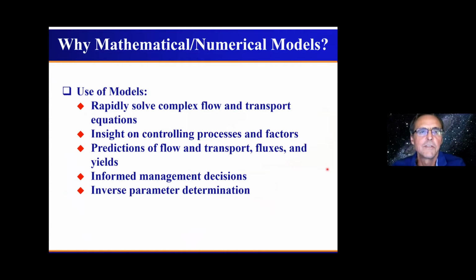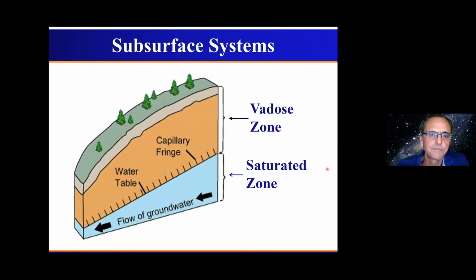Why do we create these models? Well, because they allow us to very quickly solve the flow and transport equations. They can provide us with insight into the controlling processes and factors. And then we can predict fluxes and different variables. Based on these predictions, we can make informed management decisions. So both pieces of software can simulate processes in the subsurface. That means both in the vadose zone and saturated zone, as well as in the capillary fringe, which is the domain between these two zones.